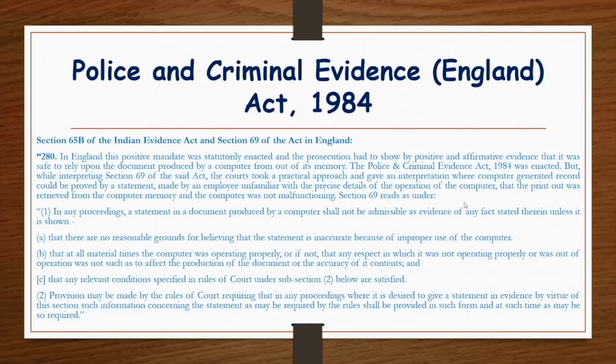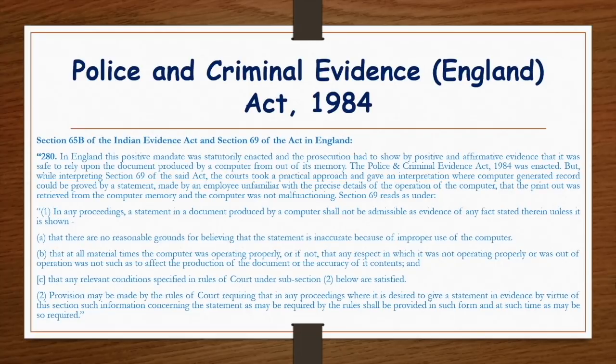Section 69 reads as under: In any proceedings, a statement in a document produced by a computer shall not be admissible as evidence of any fact stated therein unless it is shown (a) that there are no reasonable grounds for believing that the statement is inaccurate because of improper use of the computer; (b) that at all material times the computer was operating properly, or if not, that any respect in which it was not operating properly or was out of operation was not such as to affect the production of the document or the accuracy of its contents; and (c) that any relevant conditions specified in rules of court under subsection (2) below are satisfied.